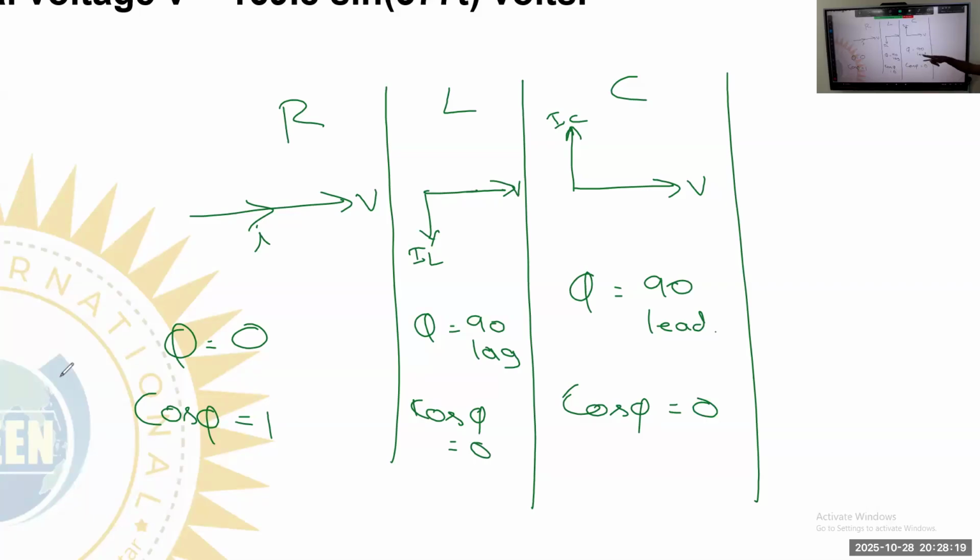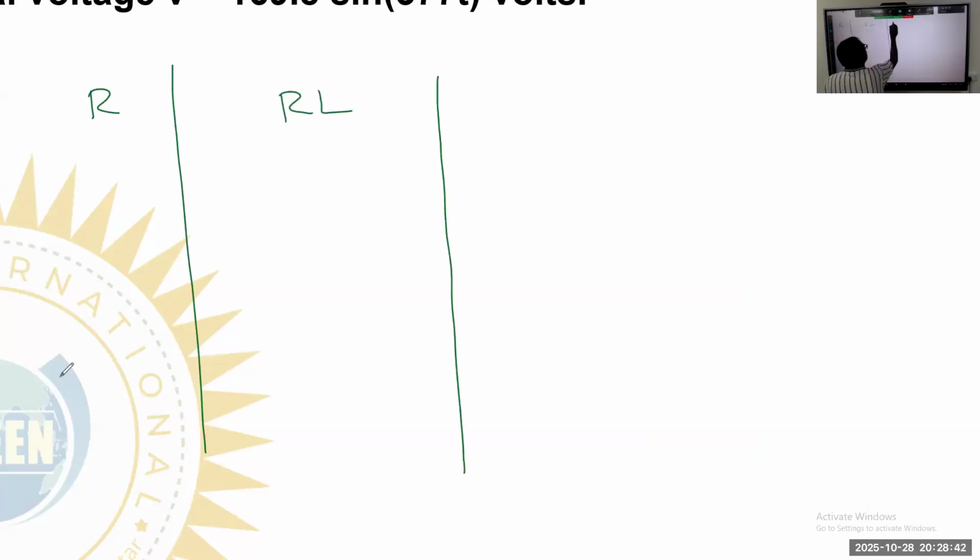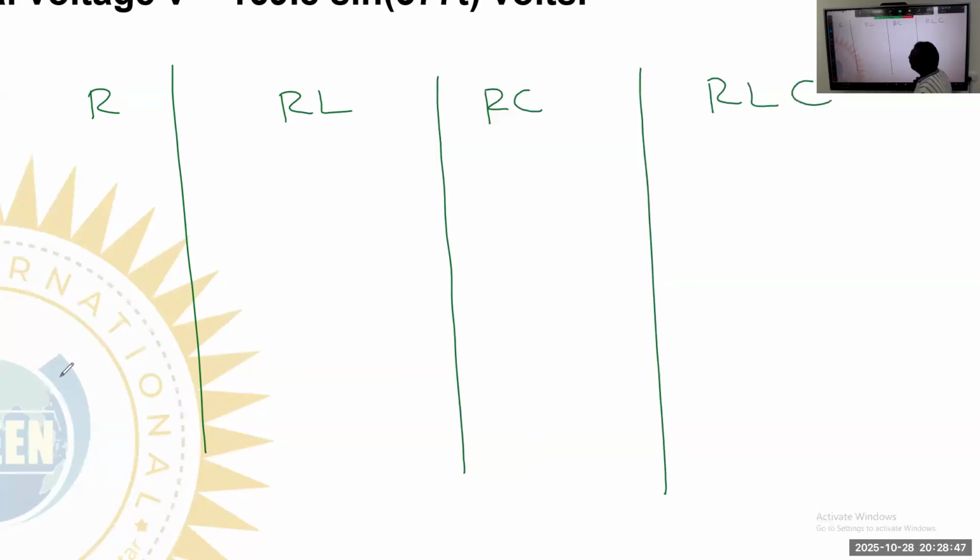Note that these are pure resistance, pure inductance, pure capacitance. But in real time, pure inductance and capacitance are not possible; we may use pure resistance, but otherwise we use a combination of those things. So now we come to the three categories: a pure resistance, or an RL circuit, or an RC circuit, or an LC circuit. So right now we draw like that.